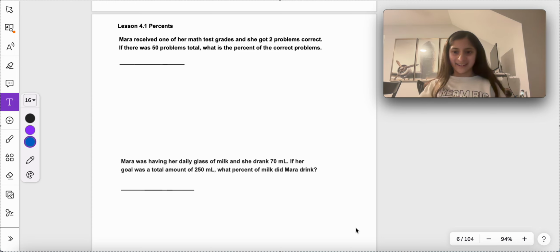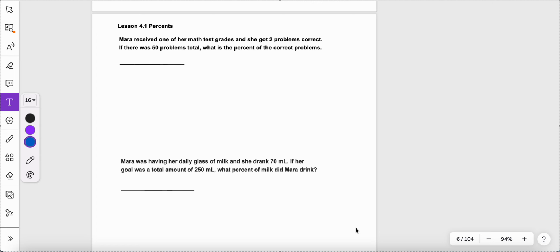So let's get started. Mara received one of her math test grades and she got 2 problems correct. If there were 50 problems total, what is the percent of the correct problems?